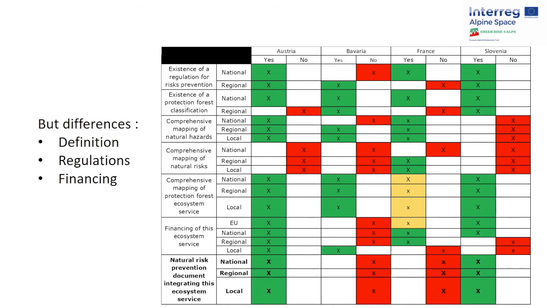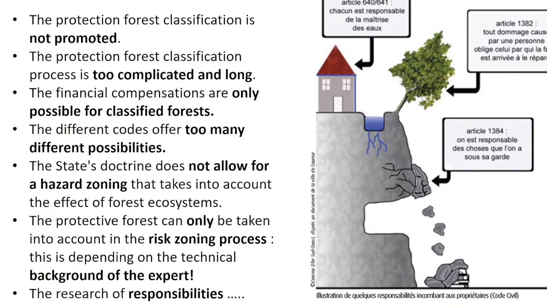What is very important here to see, and this is the last item, is that in natural risk prevention documents, this protective effect of forest ecosystem services is not always taken into account. So here we have to push on this. If we want to develop real, efficient, forestry-based solution management, we need to have this integration in the different regulations and risk prevention documents.